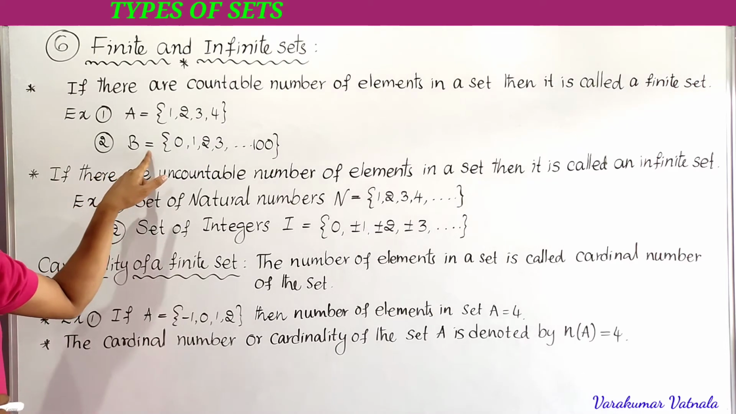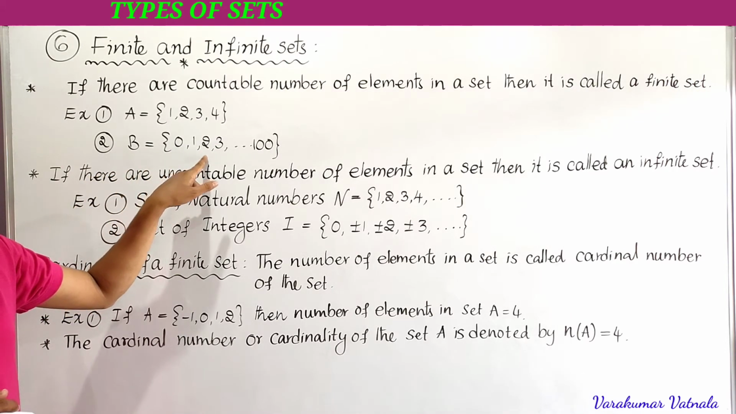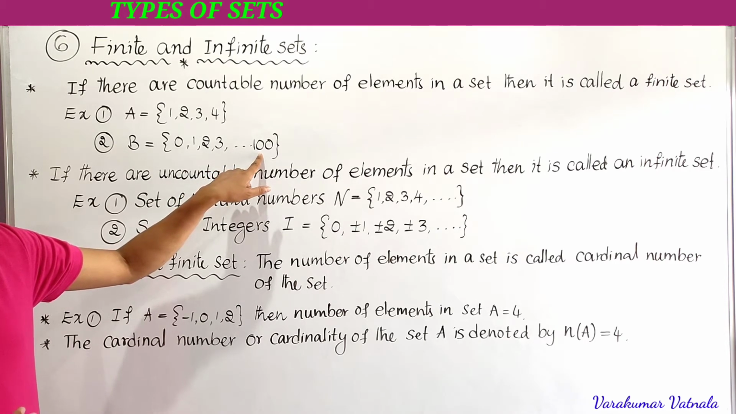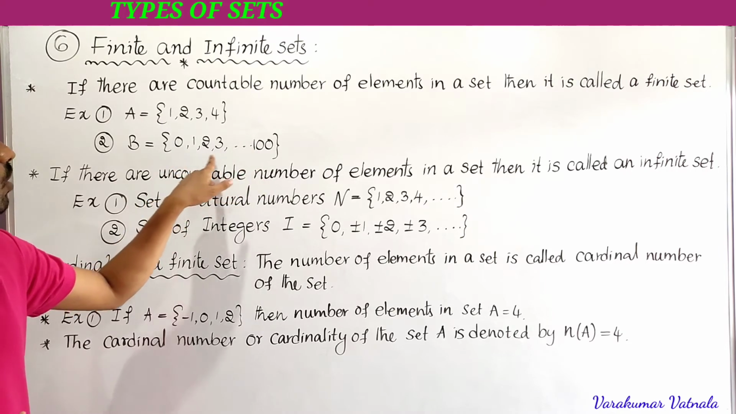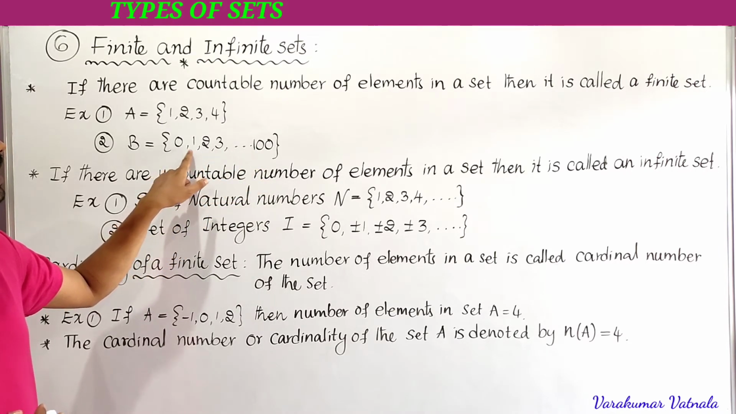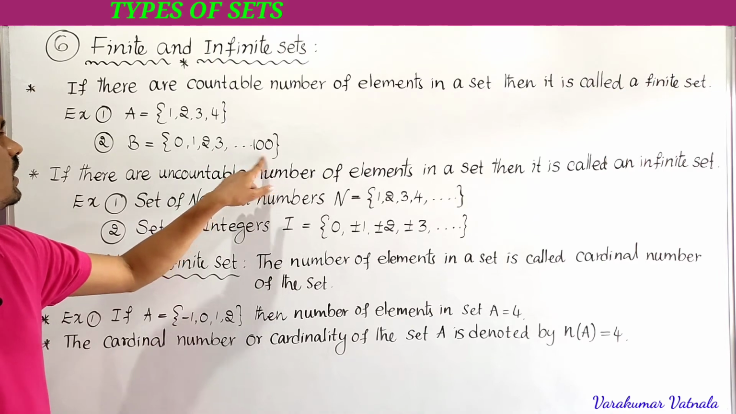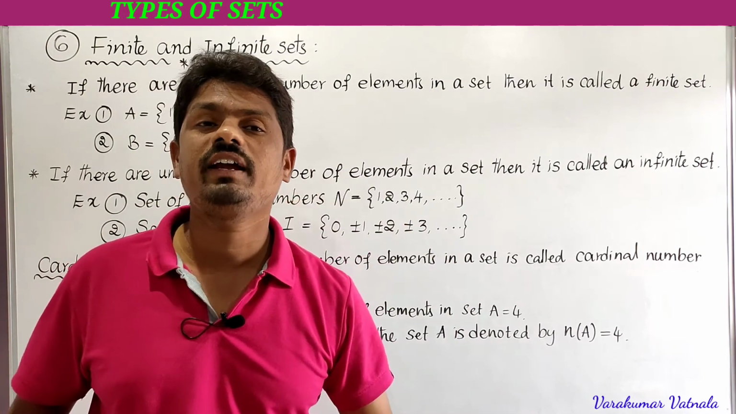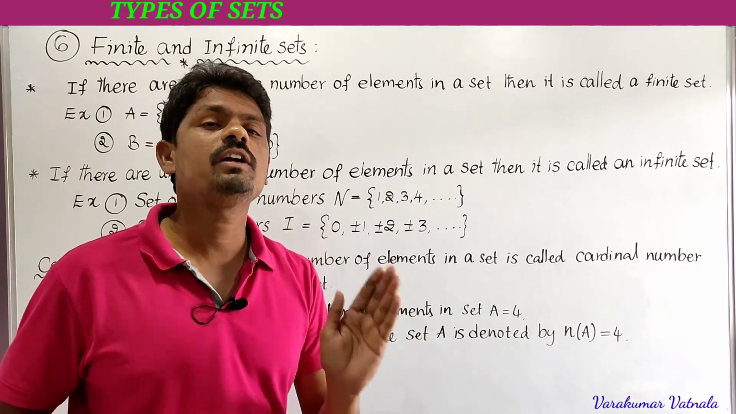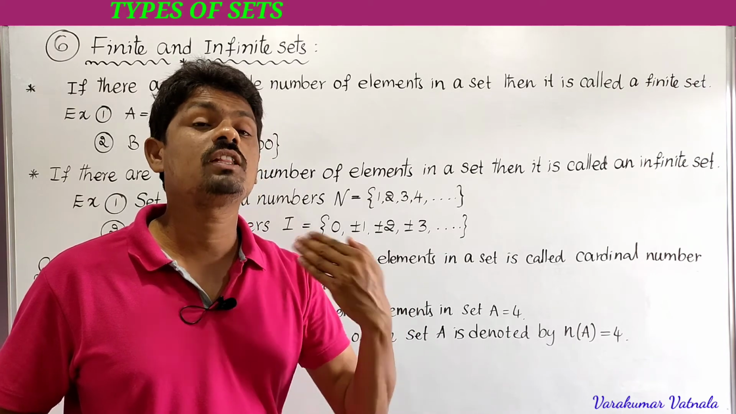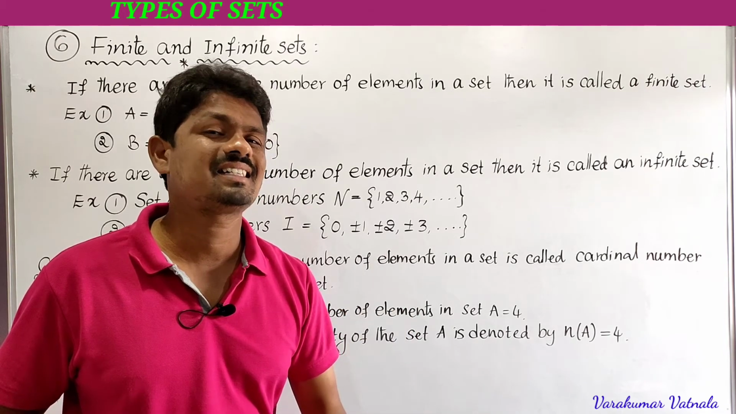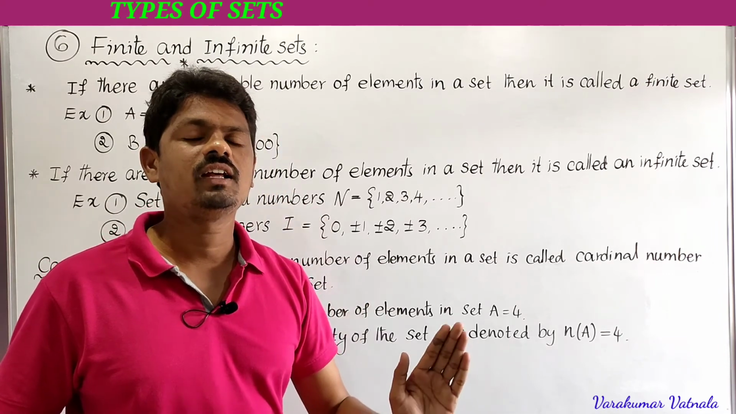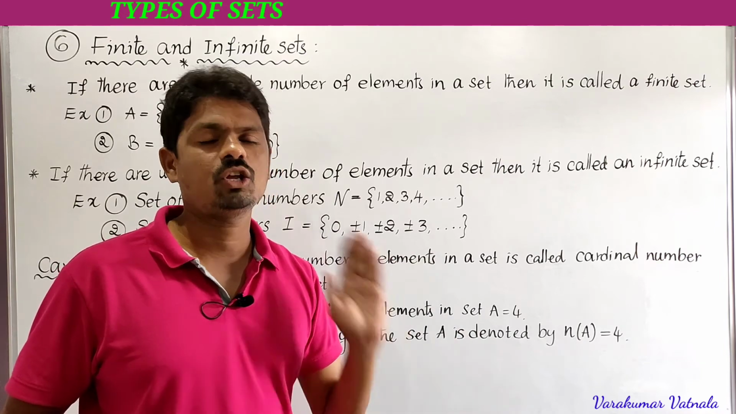Example number 2, B is equal to the set {0, 1, 2, 3, ...} where the last element is 100. So here how many elements are there? We can count 1, 2, 3. So 1 to 100 are 100, and 0 is there. There are 101 elements in the set. So it is a finite set. Simply, the elements must be countable. So we have to say the total number of elements present in the set. If we can decide the total number of elements present in the set, then it is a finite set. That you have to remember.